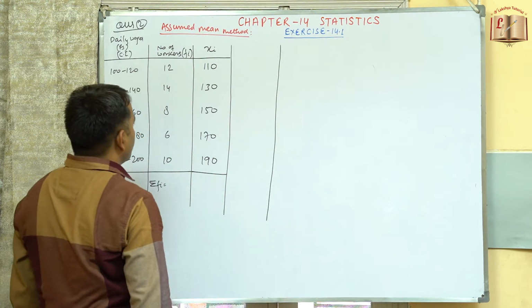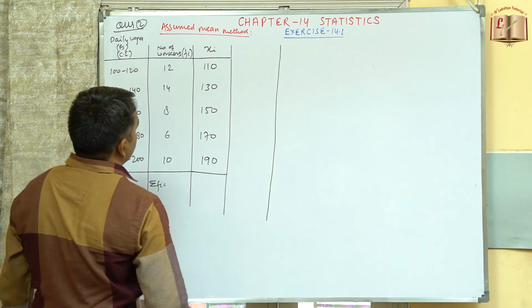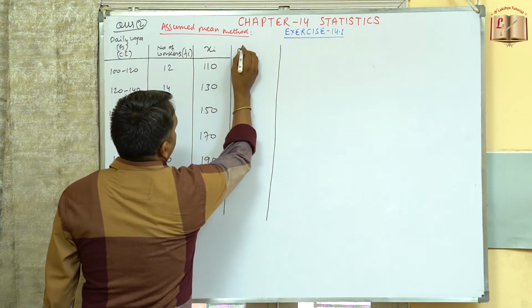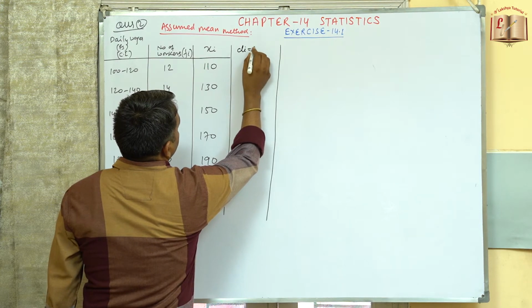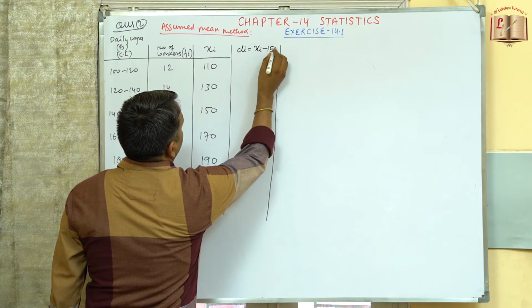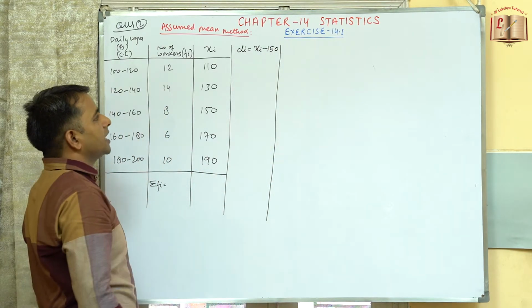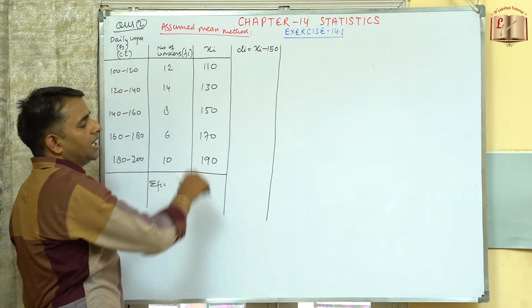अभी असम्ड मीन मेथड में अभी हम क्या करेंगे, एक सेंटर वैल्यू को भी निकालेंगे इसमें. सो अभी नेक्स्ट क्या होता है, निकालते हैं हम di. सो di इज इक्वल्स टू xi minus a. सो xi minus a अभी देखिए कैसे कैलकुलेट करते हैं. a is the assumed mean.